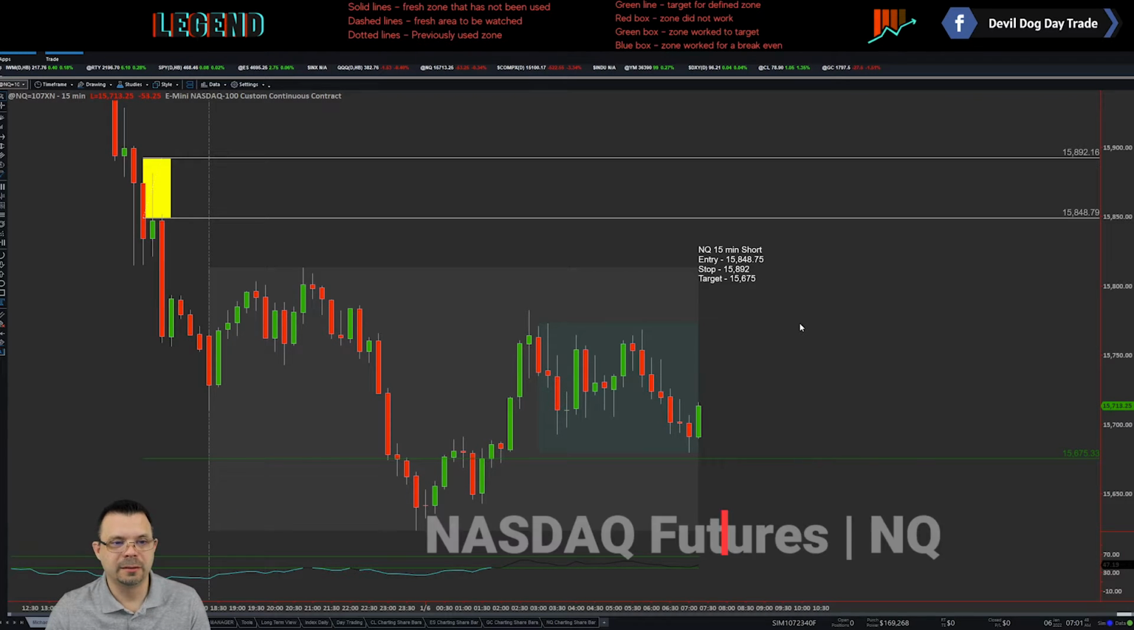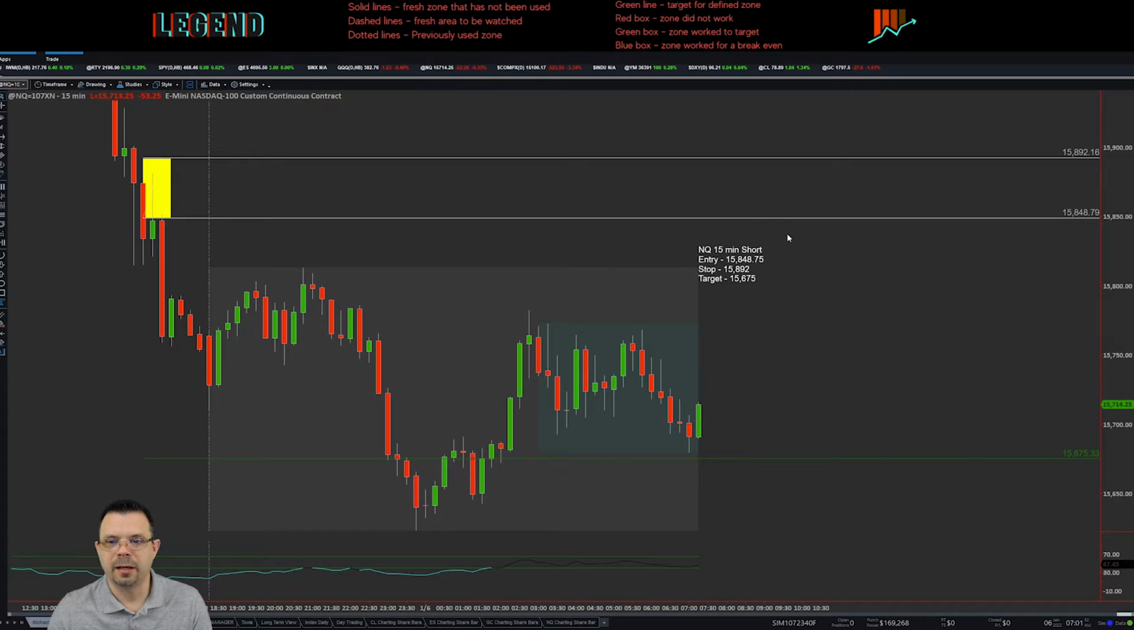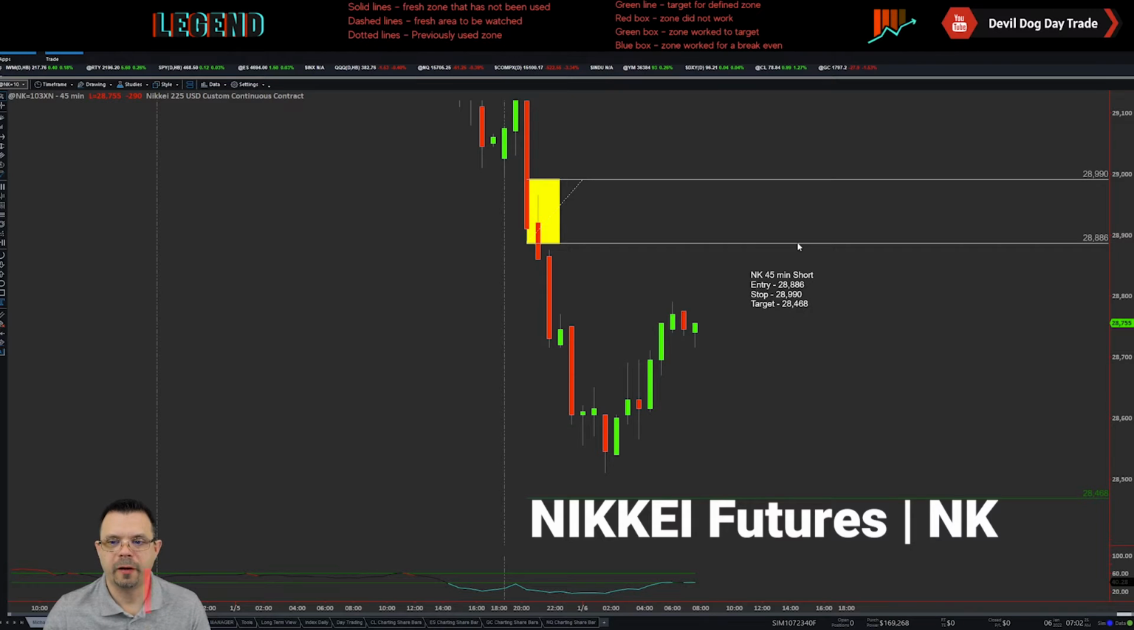Our next one is an NQ 15-minute short. Entry here is at 15848.75. Stop is at 15892, and target's down at 15675. Next, we have an NK 45-minute short.